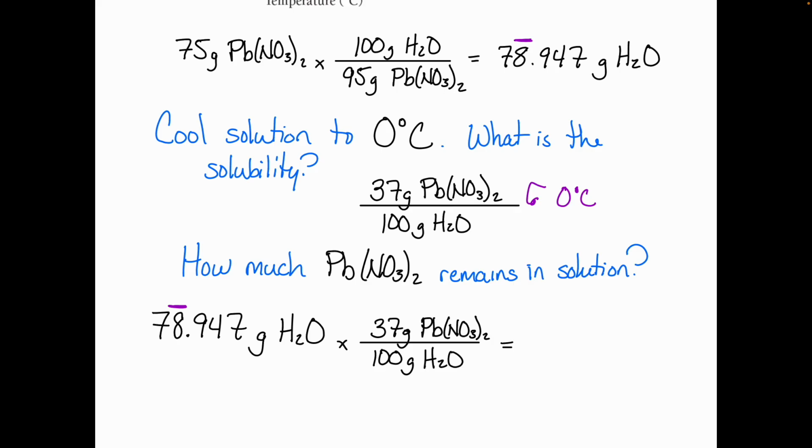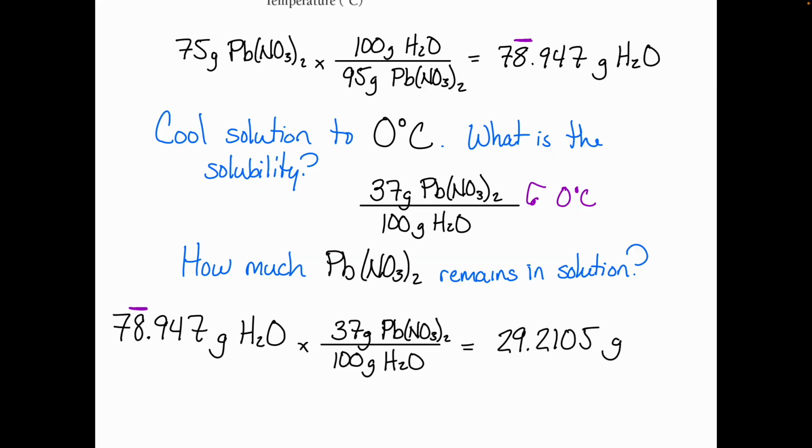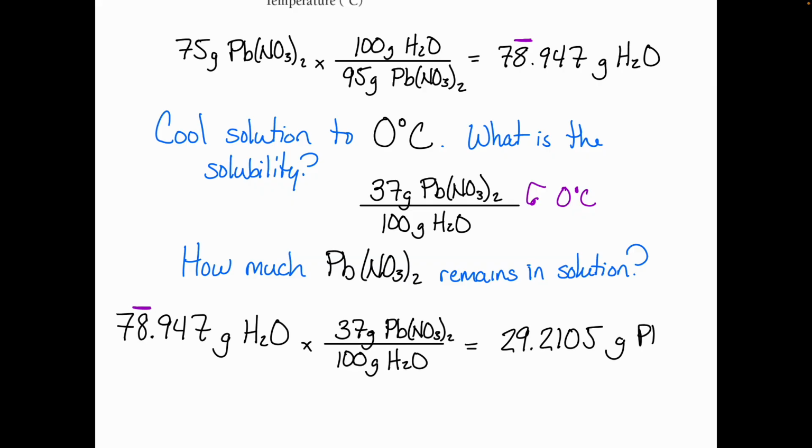The other benefit of a scientific calculator is that I could just go back up and copy that number that I used previously and use that in my future calculation. I don't have to worry about writing stuff down and then potentially not entering it back into the calculator correctly. So just grabbing that number from my previous calculation, multiplying by 37 and dividing by 100, I get 29.2105 grams of, what are my units here? Grams of what? Lead nitrate.